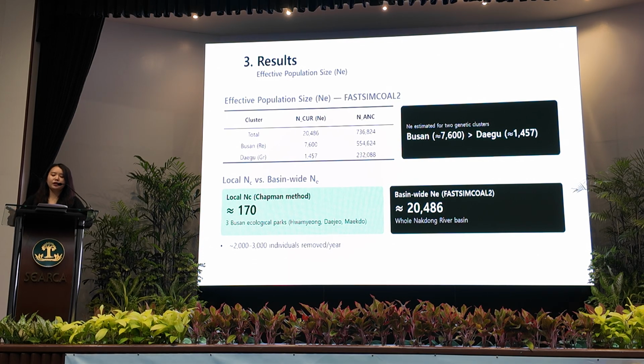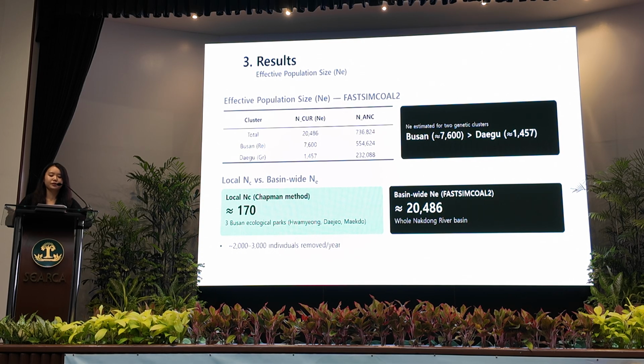The effective population size of Korean nutria population is about 20,000, which is quite large. Between the two genetic clusters, the Busan cluster showed much larger effective population size. The Busan and Daegu Geumho River clusters differ substantially in effective population size, with Busan roughly 5 times higher than Daegu. This suggests the Busan populations may represent the key source for regional persistence.